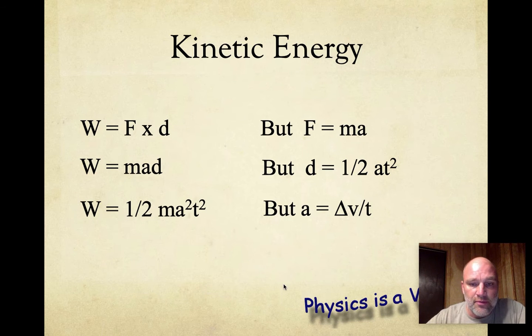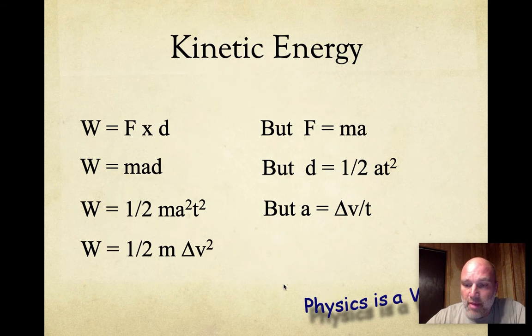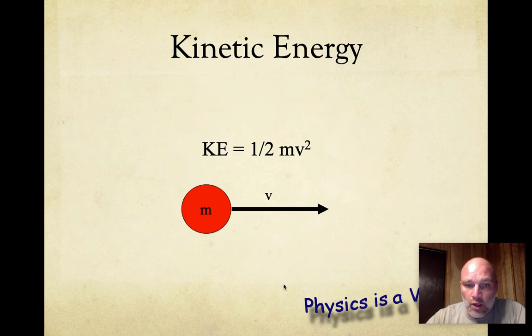Let's substitute something else. We also know that acceleration is change in velocity divided by time. So if we square both of those and substitute them where we have the a squared, we find out that the work done is 1/2 times the mass of the object times its change in velocity. But remember, we started from rest, so the change in velocity is just the final velocity. And so we find out that the work done as I push on something, making it go faster and faster, equals 1/2 mv squared. And if I've done that amount of work making it move, that's how much kinetic energy it has at that point.